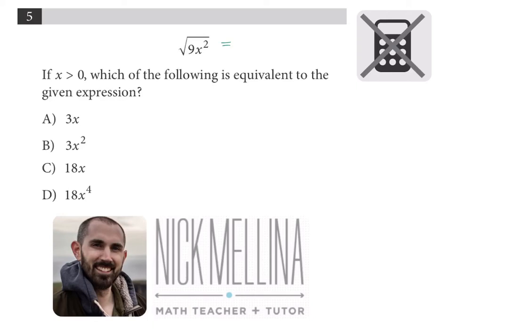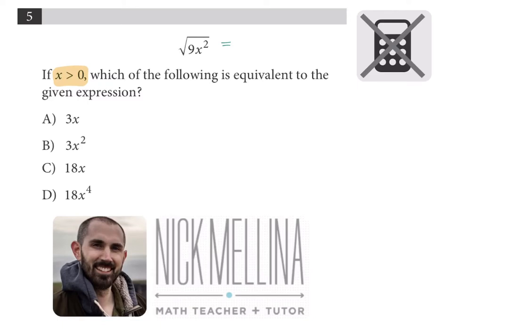Okay, let's get started. So here we have a radical expression, and it tells us that x is greater than 0. Which of the following is equivalent? So one strategy that I encourage my students to use when they see variables in the problem and variables in the answer is a method called back solving, which is to choose a value that satisfies any conditions, which in this case, we're given a condition that x has to be greater than 0.